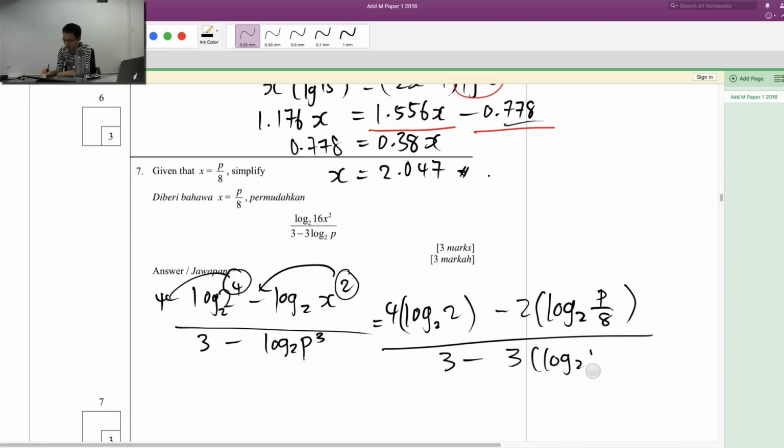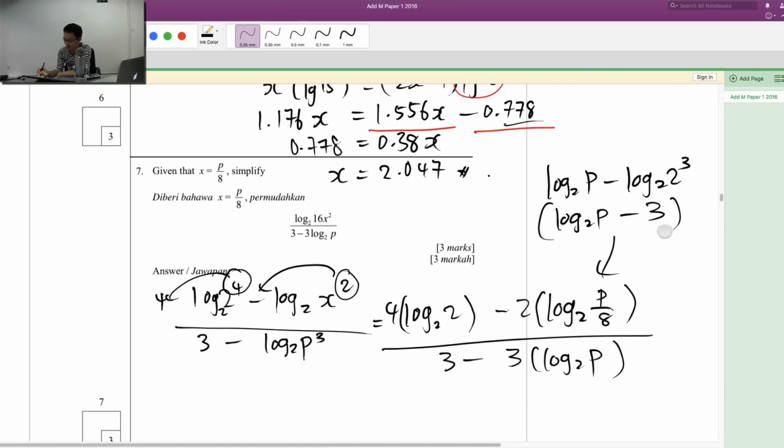This is log 2p. Because what I see over here is I can do something for this one. Okay, because this one is divide, right? Divide means log 2p minus log 2a. So this one is basically log 2p minus, and this one is basically 2 power of 3, so this one is equal to 3. And then you have a bracket 2 outside, right? Yes. So therefore, I will simplify like this.